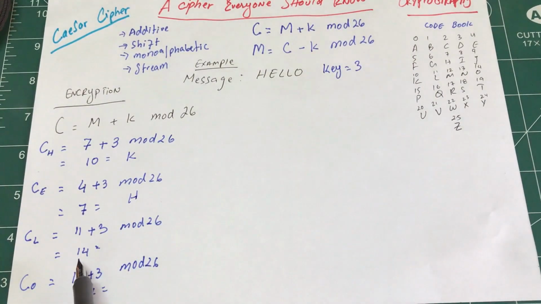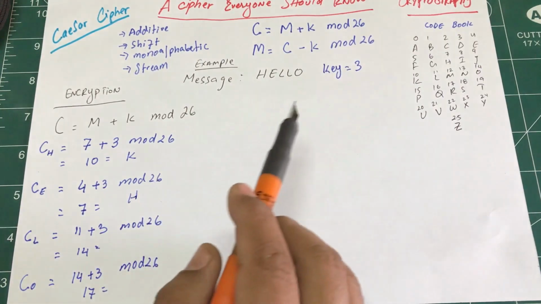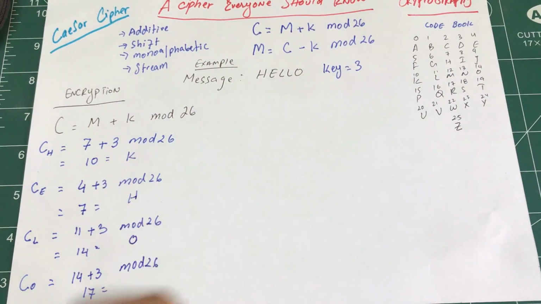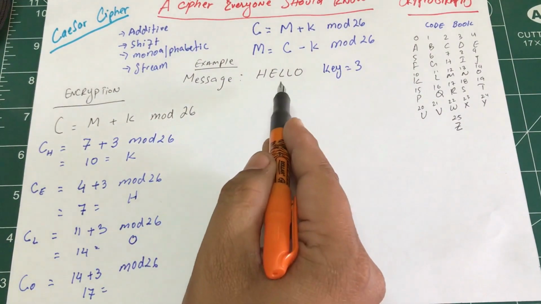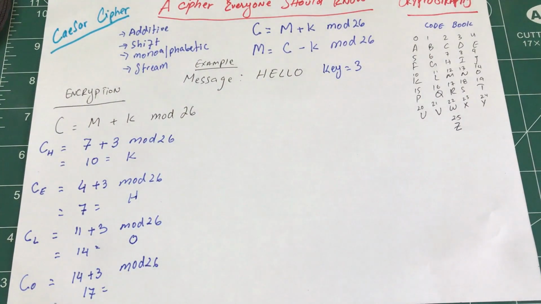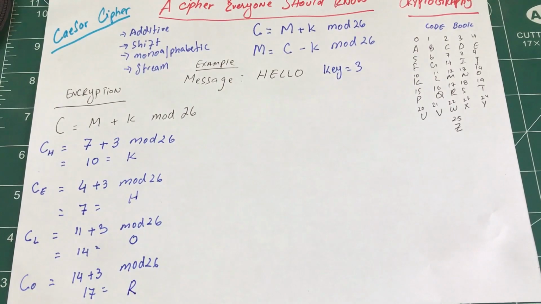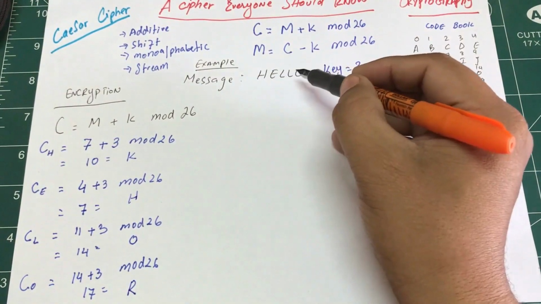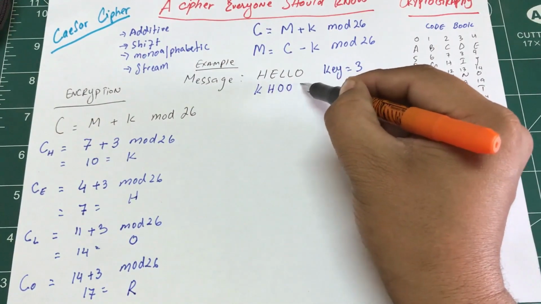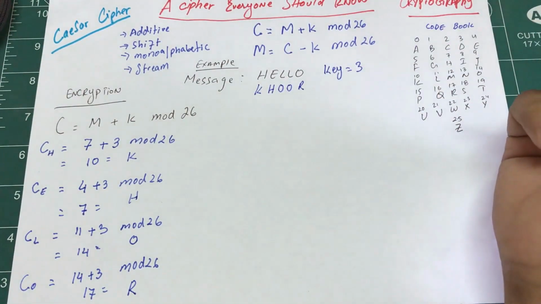L is 14. So the encryption of L turns out to be 14. So 14 is O. And there are 2 of them. So for one L, I'll have O, and for another L, I'll have O. And then O turns out to be 17, which is R. So my encryption for hello is going to be KHOOR. So this is my encrypted message.